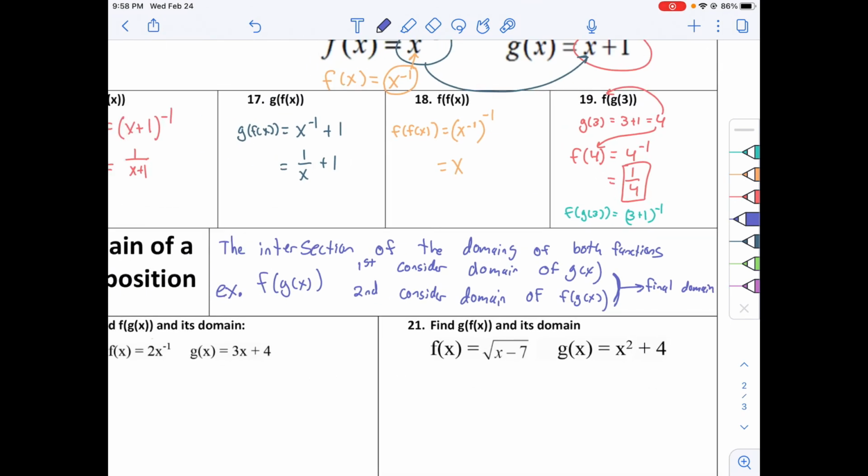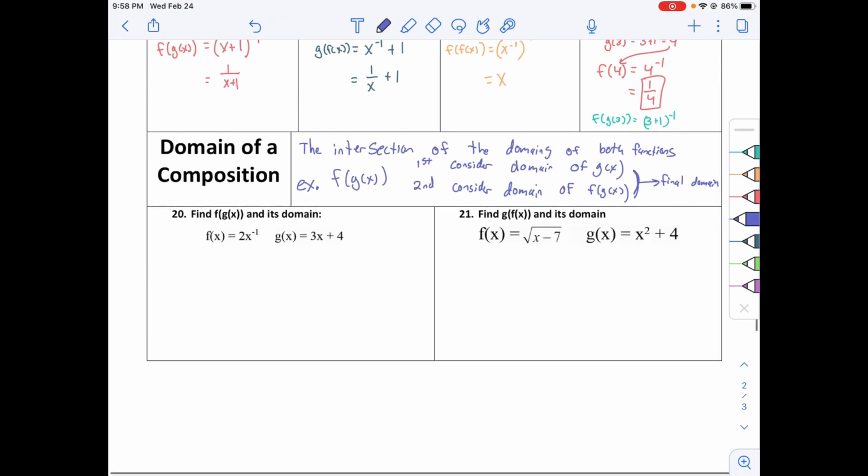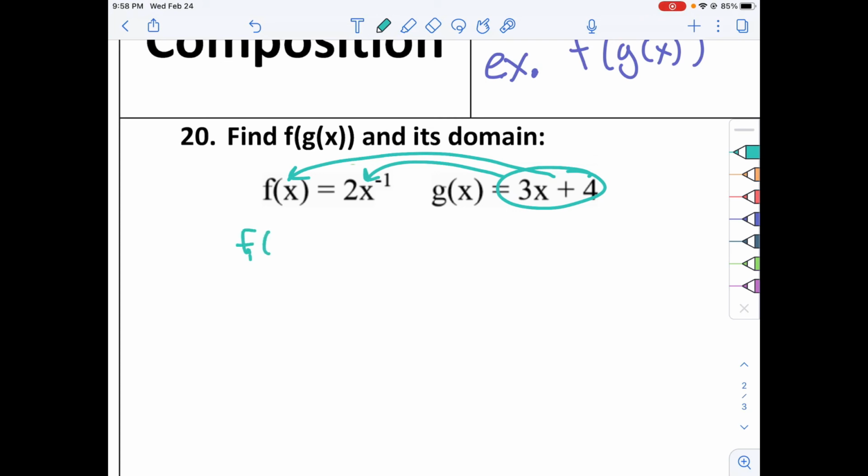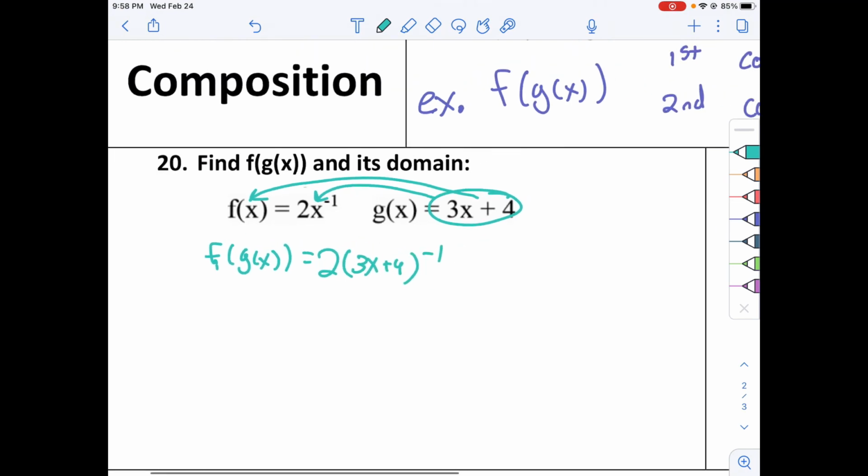All right? And we're going to do a couple of examples right here. Number 20 says find f of g of x and its domain. So we're taking g of x and plugging it into the x in f, right? So literally just right here, f of g of x is equal to 2 times 3x plus 4 raised to the negative 1. Our first domain, g of x, is just all real numbers. 3x plus 4, you could plug any number into that. So there's no restrictions there.